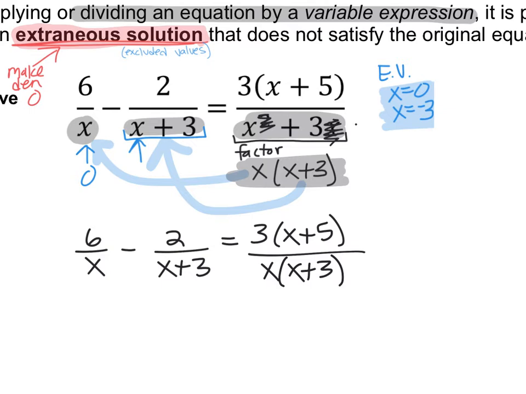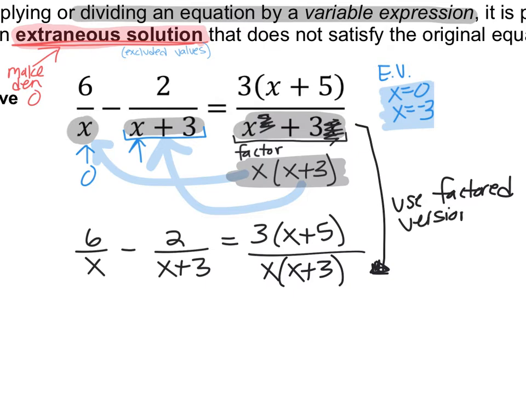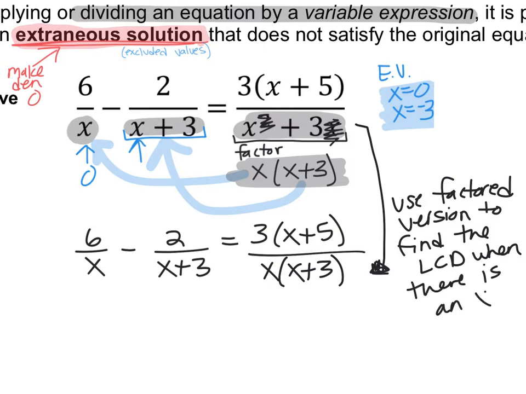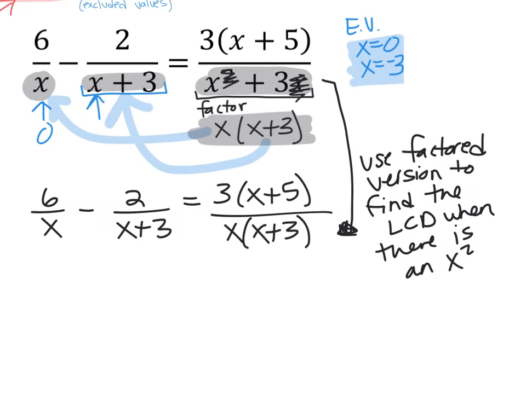So let's just go ahead and make a little note here. So we are going to use a factored version to find the least common denominator when there is an x squared. So go ahead and jot that down.